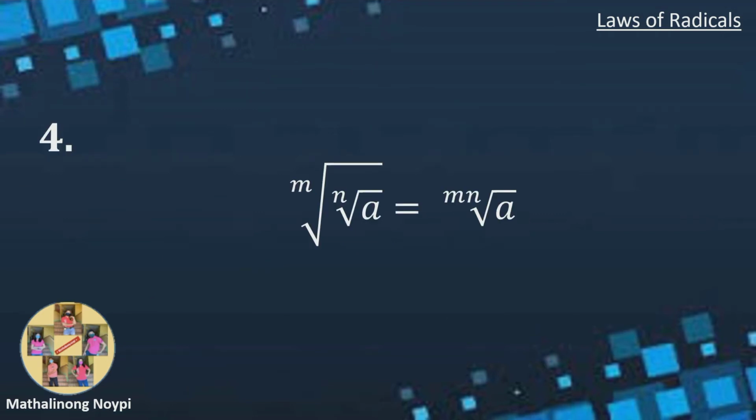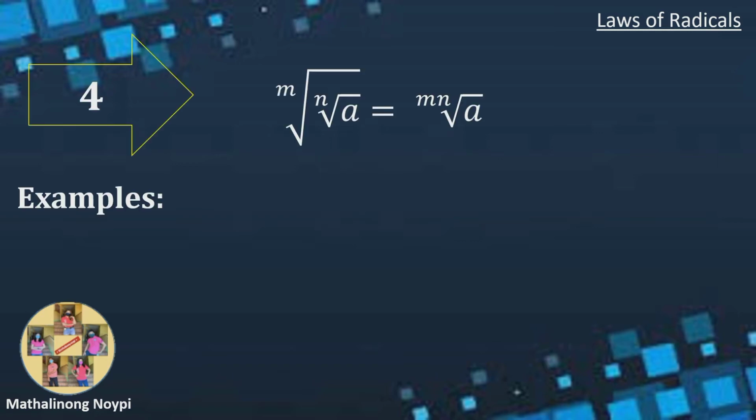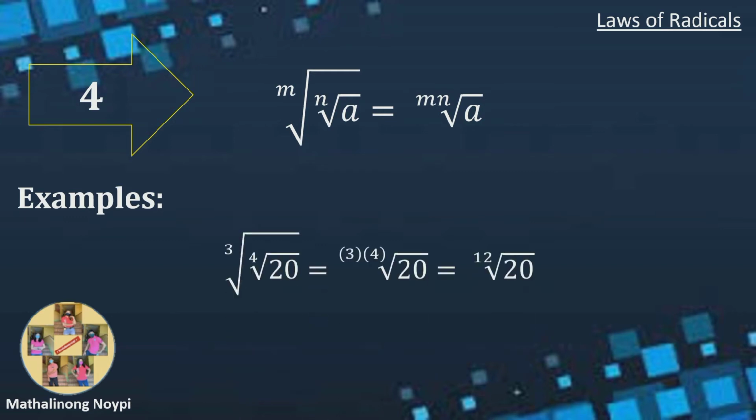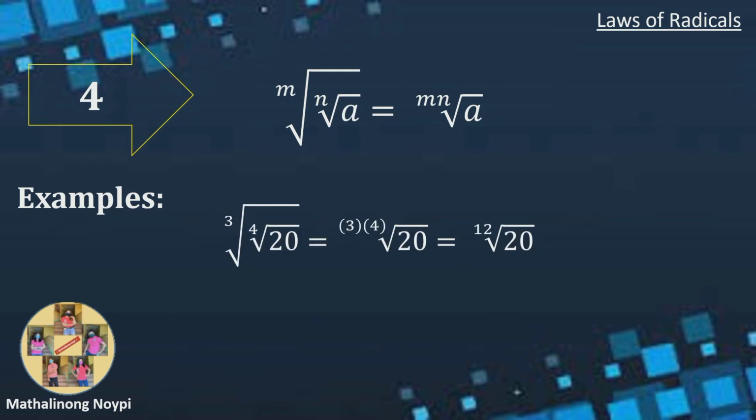The fourth law says that the mth root of the nth root of a is equal to the product of the mth root and nth root of a. For example, we have the cube root of the fourth root of 20 is equal to, so dito, imumultiply lang natin ang kanilang index. So that is 3 times 4, or simply this one, 3 times 4 is equal to 12. So therefore, the final answer is the 12th root of 20.